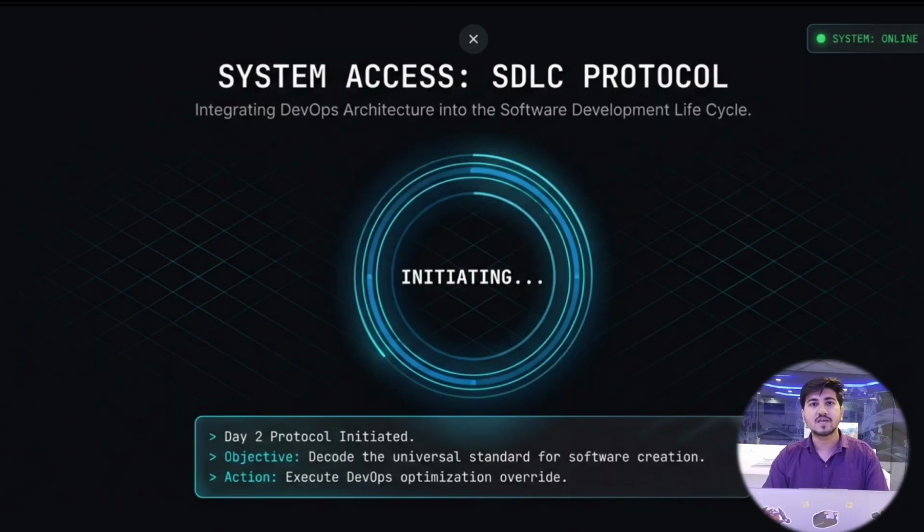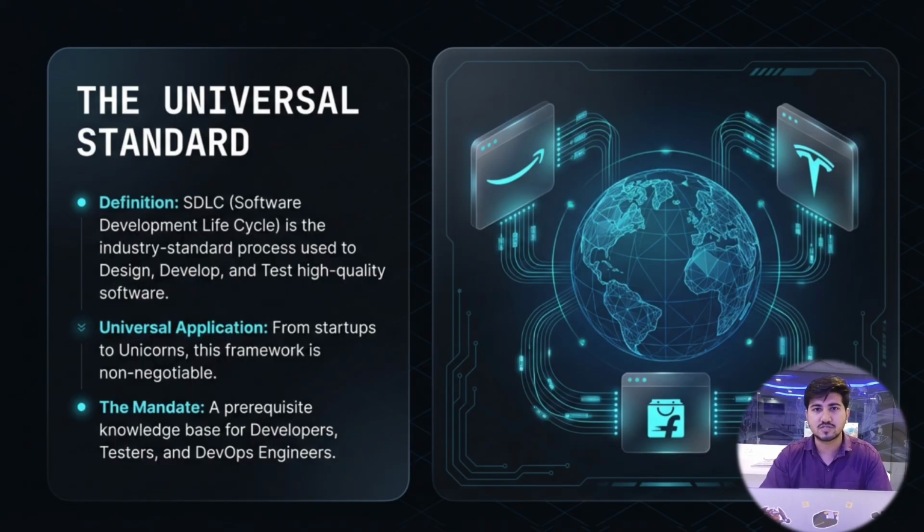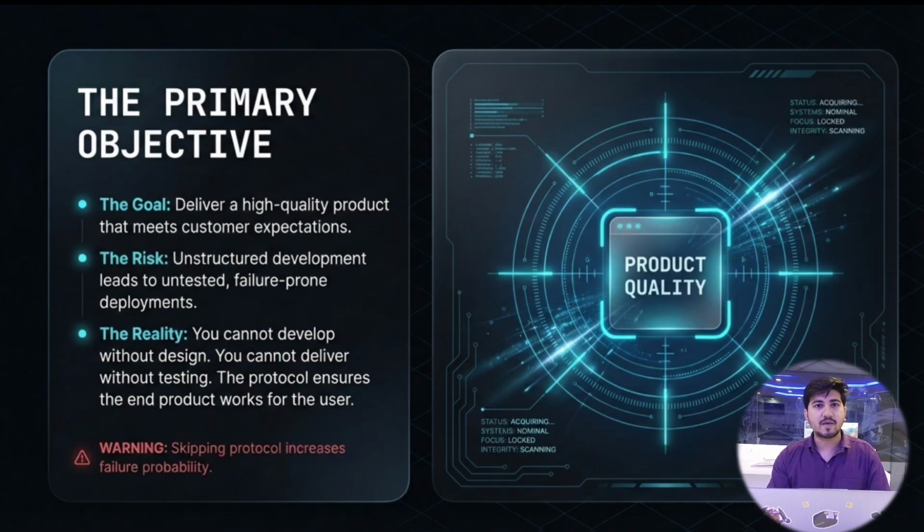In today's video, we are going to understand what SDLC is and how it works. First thing, SDLC: Software Development Lifecycle. It is a standard industrial process for development, test, build, design, and deployment. The primary focus is to deliver a high quality product to the customers.